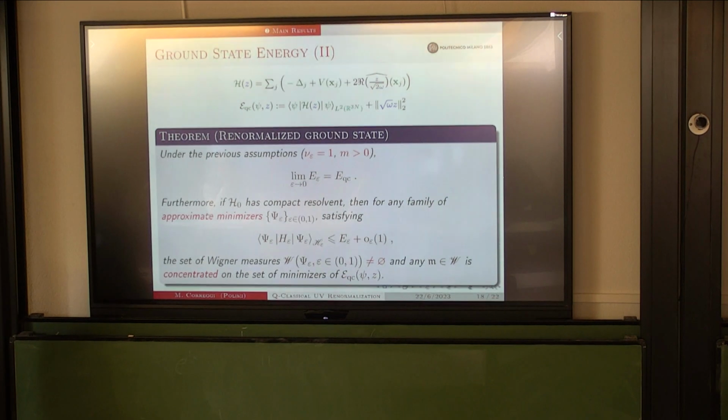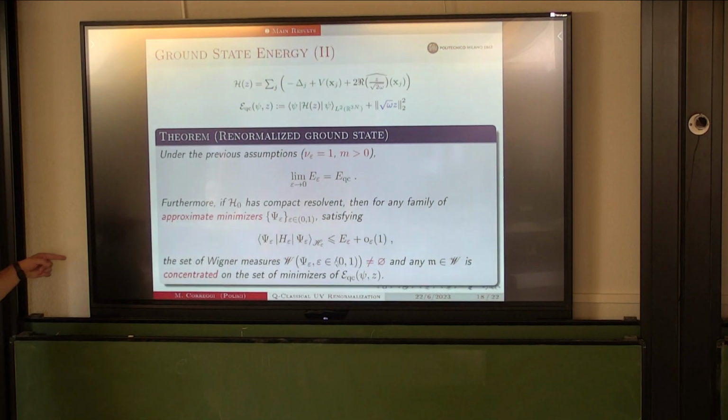Under this assumption, if you take a sequence of approximate minimizers, so basically a sequence of states which have an energy close to the ground state, up to a higher order term, then for such a sequence of states we can prove that the set of limit points is non-empty, and what you get in that set is given by measures concentrated on the set of minimizers of the quasi-classical energy.